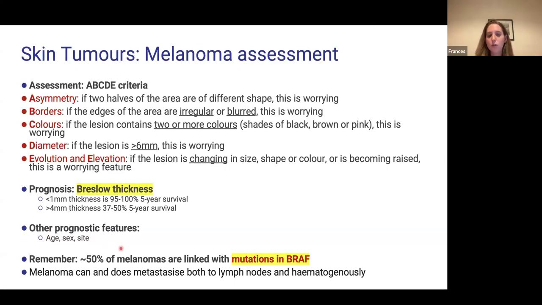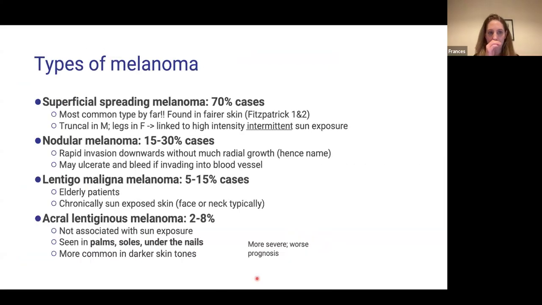And what you want to remember is that a lot of melanomas are linked with mutations in BRAF, and it's important to test for that genetically because there are targeted therapies that we can use, like BRAF inhibitors. And it can metastasize both to lymph nodes and also hematogenously. So there are different types of melanoma.